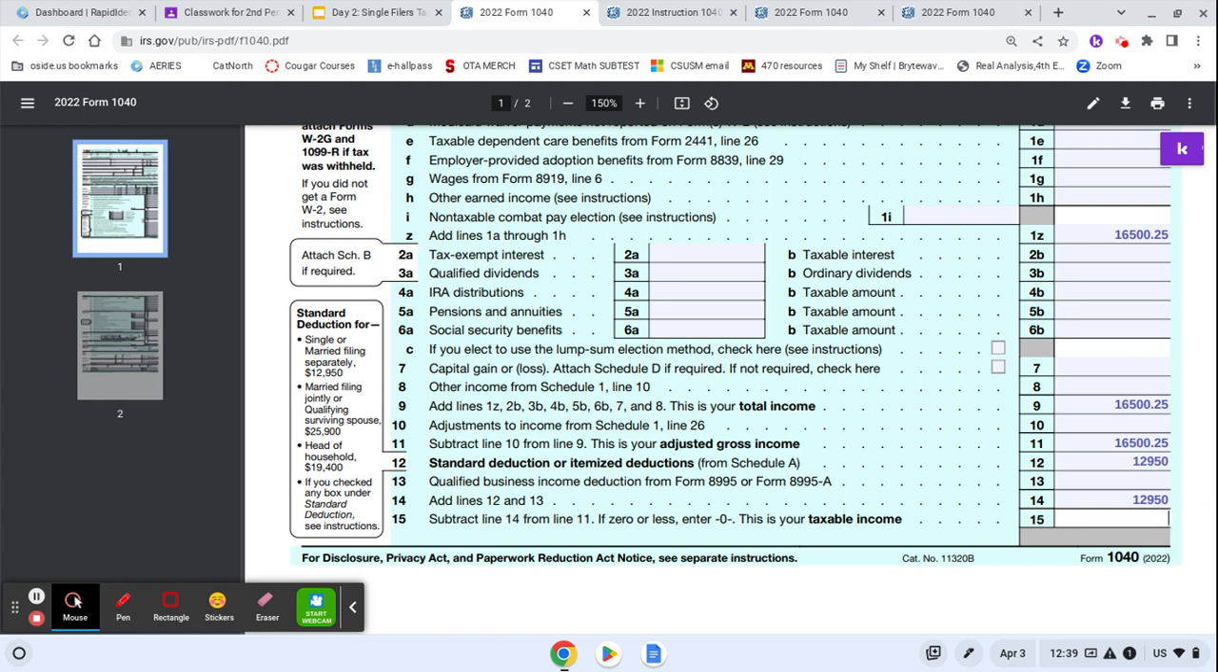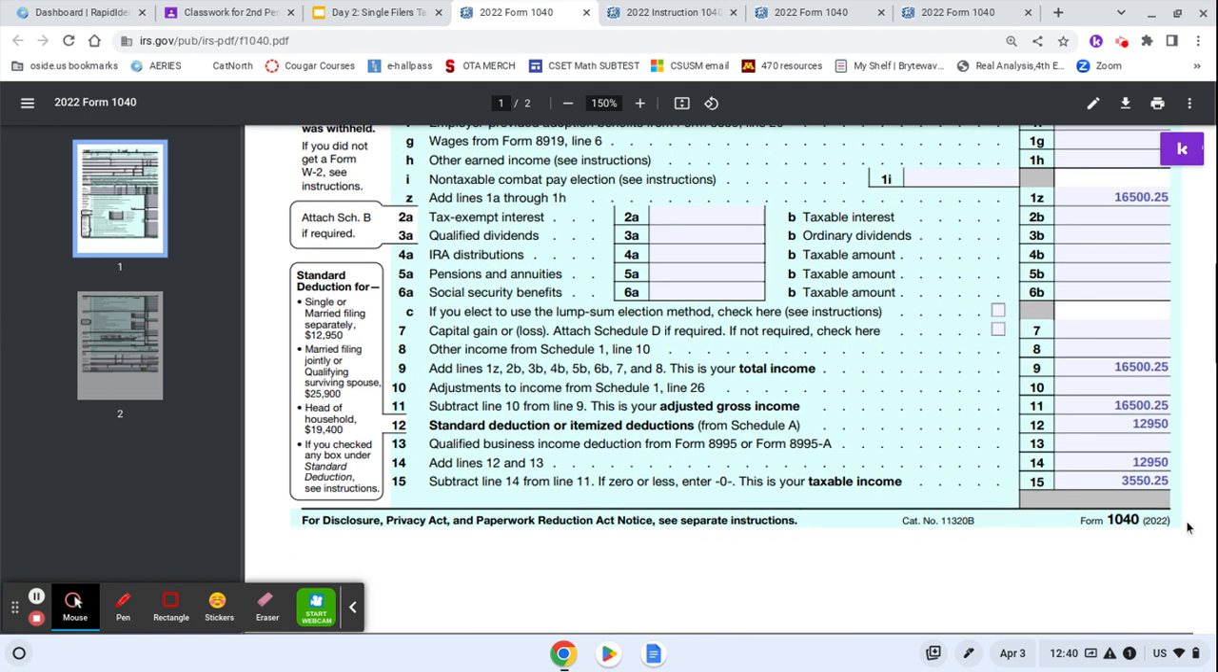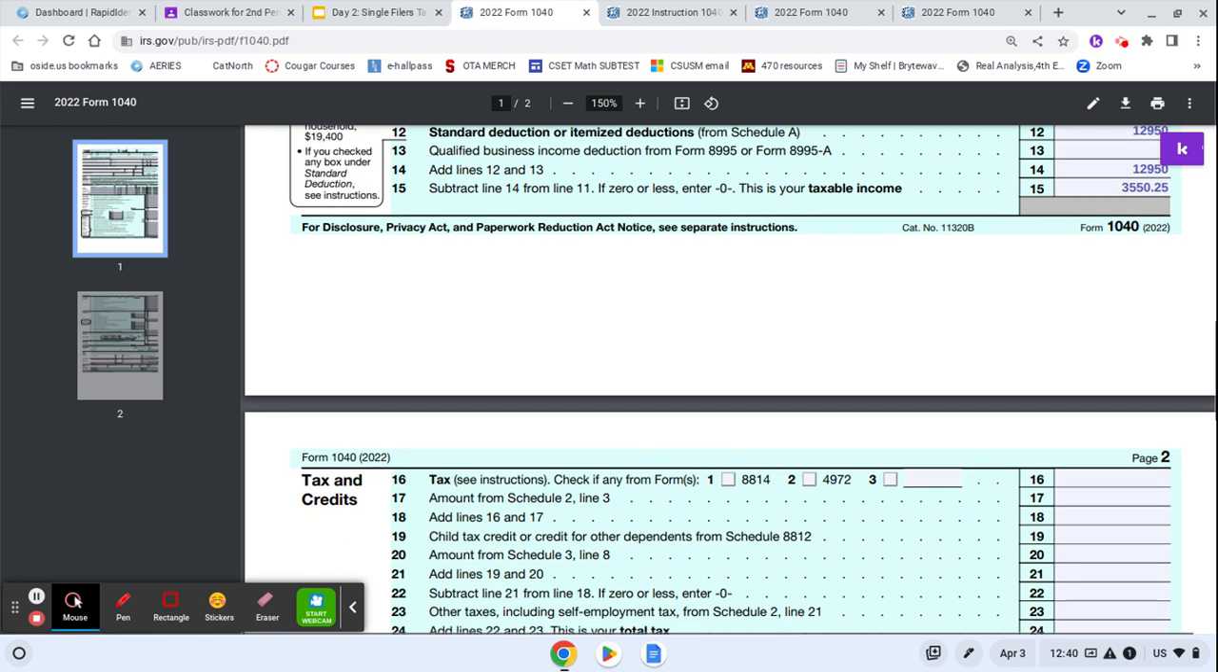So 16,500.25 minus 12,950. By the way, if you have not earned at least 12,950, you're going to get a negative number there, and that's because you didn't even earn the minimum needed to file a return. And so you do not need to file your taxes if you didn't make 12,950, the amount of the standard deduction. Why would I file my taxes then if I didn't make $12,950?